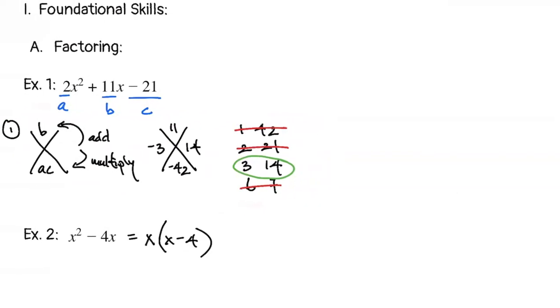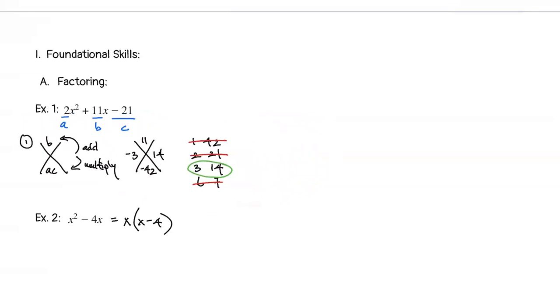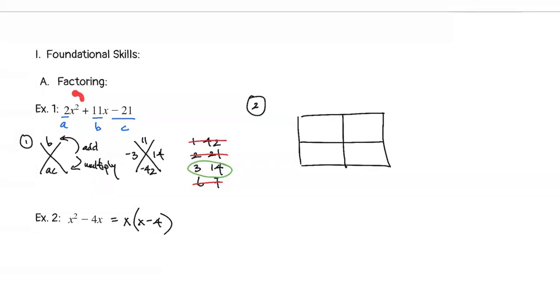Okay, now the second step to this is sort of a box situation. So I draw out a little box and I take the first term in my equation and I write that in the top left-hand corner.